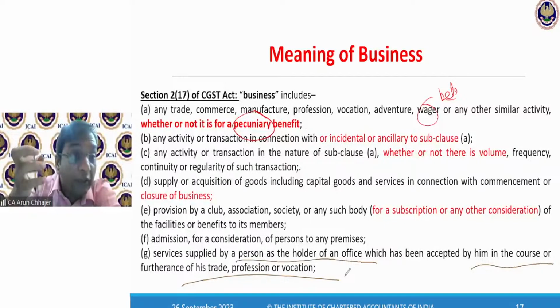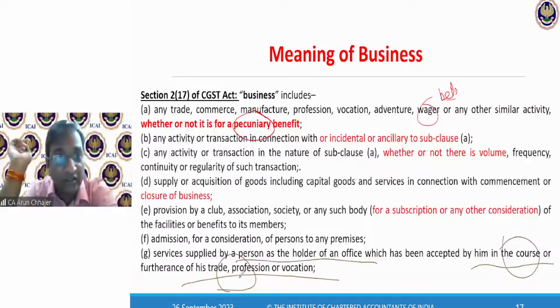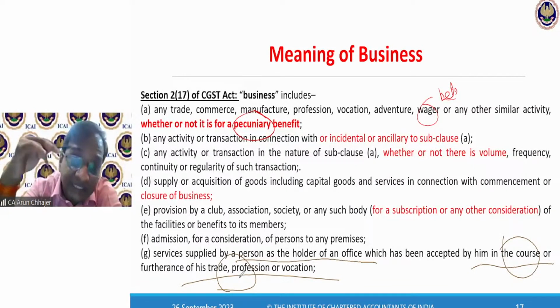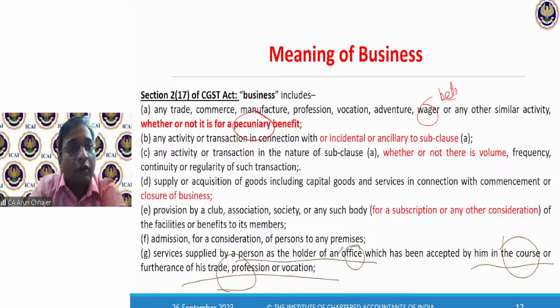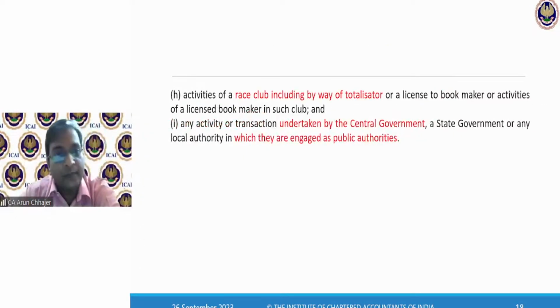Now because of holding the office, which is in the course or furtherance of my trade, profession or vocation, because I'm the statutory auditor, audit function is my business, my profession, my vocation. So if I'm accepting any additional office in relation to that, it will also be considered as my business. So holding the audit committee, appointing me as a member for which they are paying, will also be treated as business.